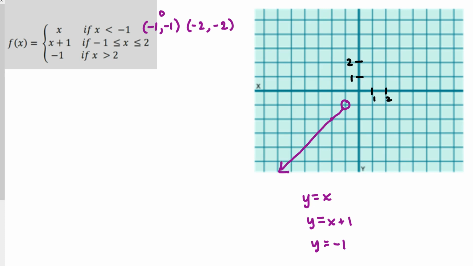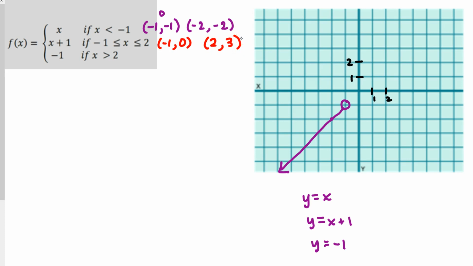Okay, let's do the middle piece. It has two endpoints, so those are going to be the two numbers we use. So negative 1, plug it in, negative 1 plus 1 is 0. That's one endpoint, and it's going to be a closed circle. And then the other endpoint is 2. Plug it in, 2 plus 1 is 3, and that's also going to be a closed circle.